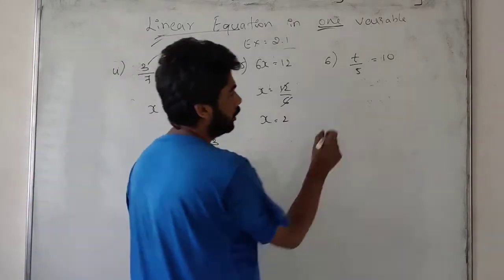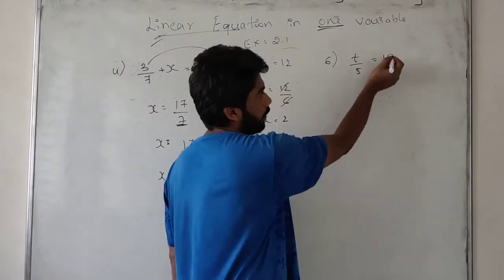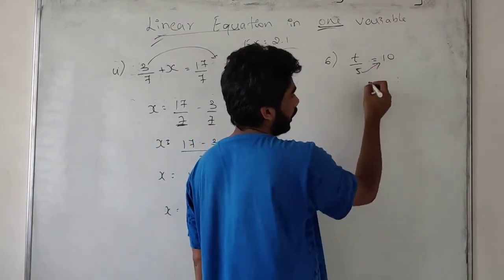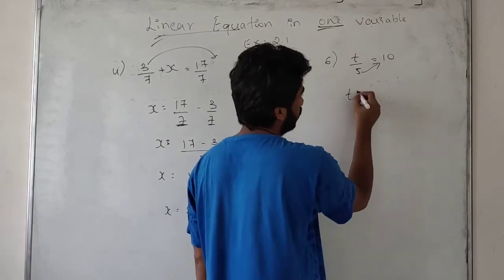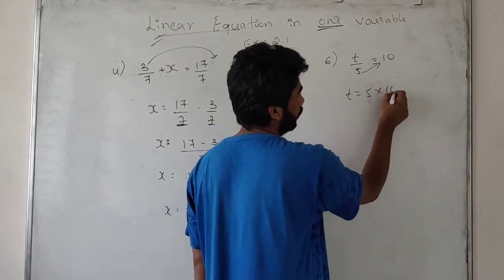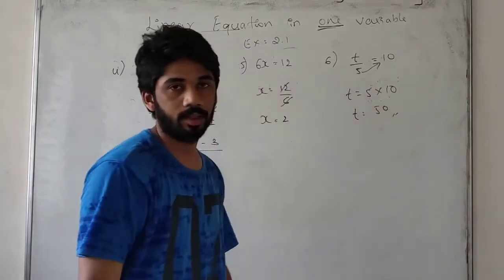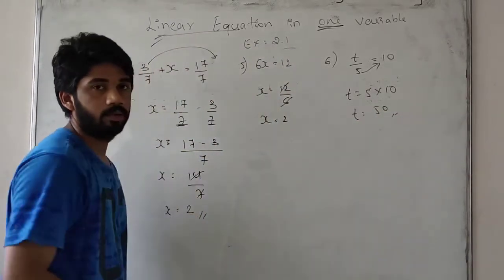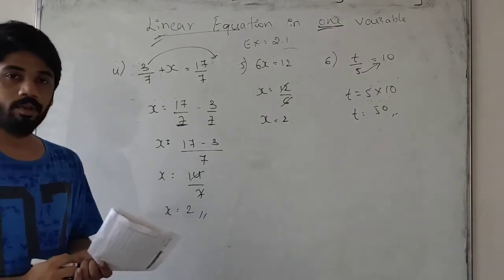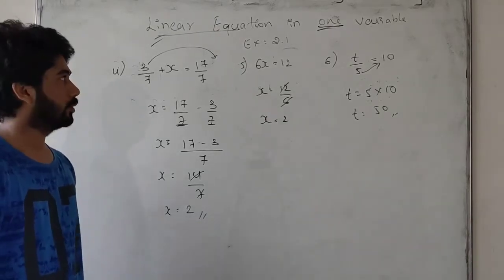Next one. Look here, t by 5 is 5, which means when we move it to this side it gets multiplied. So it will be t equals 5 into 10. So t is equal to 5 times 10, 50. 50 is the required answer. Okay. Note it down. First screenshot it. Afterwards you write it.